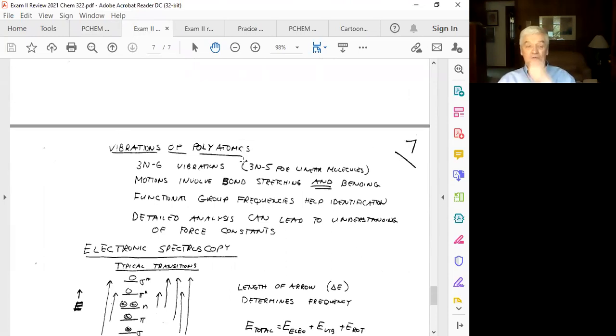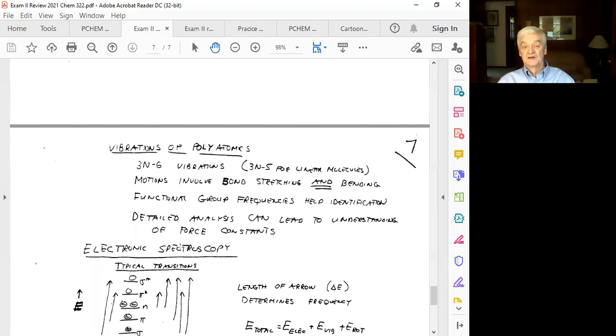Okay, and then we only talked a little bit about vibrations of polyatomic molecules. I could ask you how many vibrations a particular molecule has. If it's a linear molecule, it's going to have 3n minus 5 vibrations, where n is the number of atoms. If you have a nonlinear polyatomic molecule, it's 3n minus 6. The 6 comes from the fact that every molecule has 3 translational degrees of freedom, and if it's not linear, it has 3 rotational degrees of freedom. The 5 comes from the fact there are 3 translations for a linear molecule, but only 2 rotations.